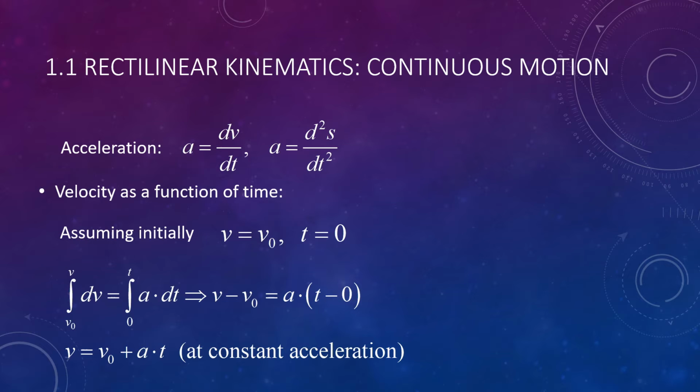The symbol of acceleration is a. a is equal to dv over dt, or we can write acceleration also as a function of displacement as d squared s over dt squared. Velocity is also written as a function of time. As initial conditions, we can assume v is equal to v0 and t is equal to 0. From the acceleration equation, we can extract dv is equal to a dt, and when we integrate this equation, substituting the initial conditions, we can obtain v is equal to v0 plus at. It is at constant acceleration.